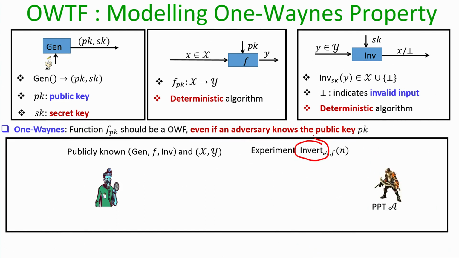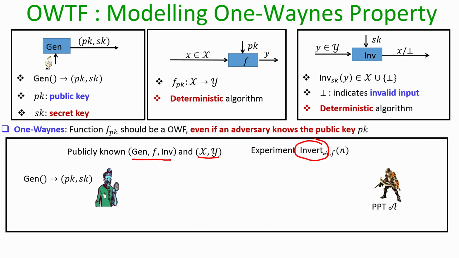This experiment is almost the same as the experiment which we used to model the one-wayness property for one-way function, which does not have a trapdoor information associated with it, but it will now have some different security requirement here, or the output of the experiment is defined in a different way and the rules of the experiment are also slightly different here. So, what is known publicly is the description of a trapdoor scheme, namely the triplet of algorithms Gen, f, inverse, and the domain and the codomain of the function little f. Now, the challenge generated for the adversary is as follows.